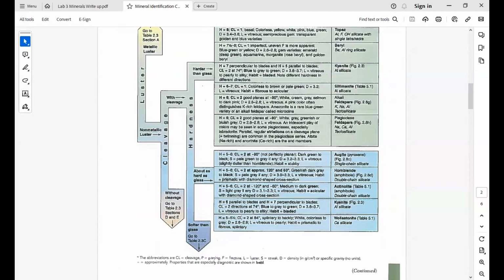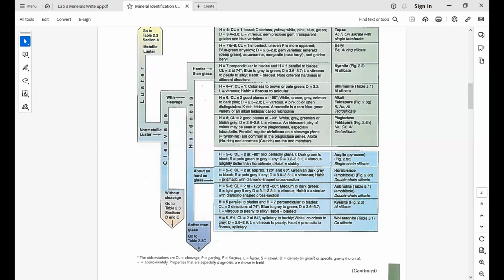5 to 5.5, cleavage 2 at 84. Well, that's kind of close to 90. Splintery to hackly fracture. Wait, the surfaces are splintery to hackly. White, colorless to gray. Well, that doesn't work. Hardness of 5 parallel to blades, and then a hardness of 7 perpendicular to blades. Blades? Cleavage 2 directions at 74, blue to gray to green, that doesn't work.